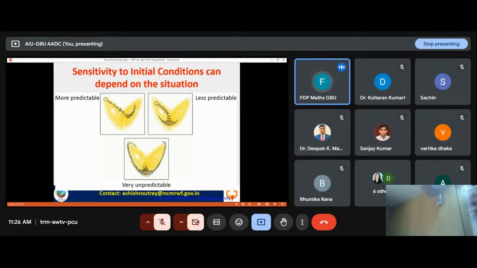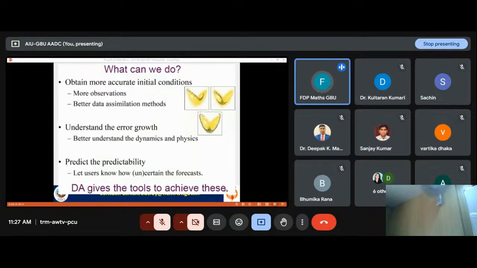One scientist, Lorenz, learned the butterfly effect. This is more predictable, yes, the pattern is followed. This is less predictable. This is totally unpredictable. Right? Lorenz developed that type of butterfly effect. If this type of pattern is coming, it is predicting well. So based on that, all the methods were developed slowly. I will not go into this.